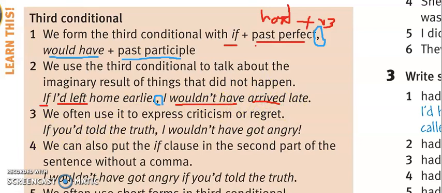In the third point, we often use it to express criticism or regret. We often use the third conditional to express criticism or regret. For example, if you had told the truth, I wouldn't have got angry.